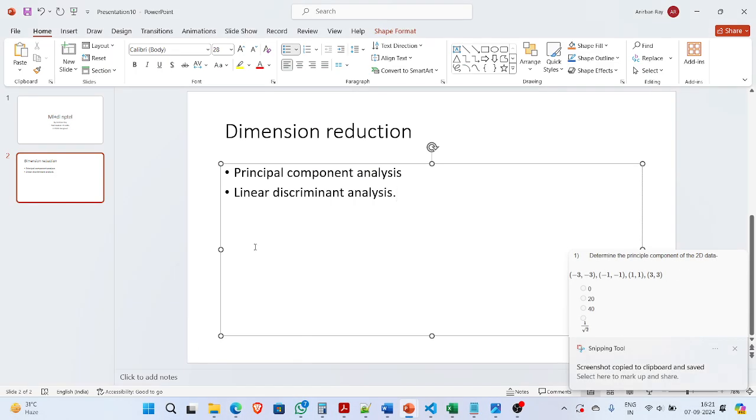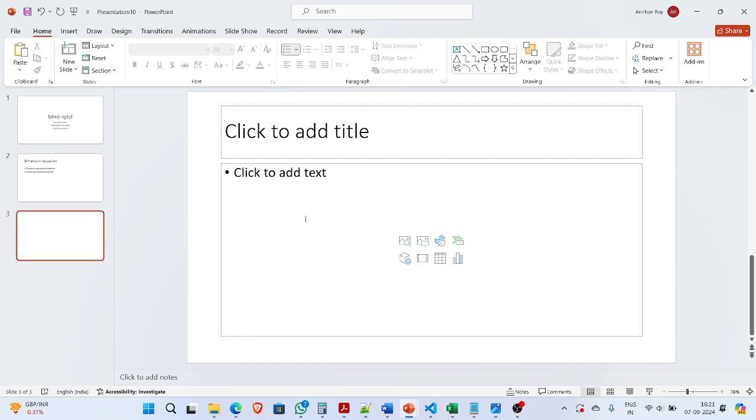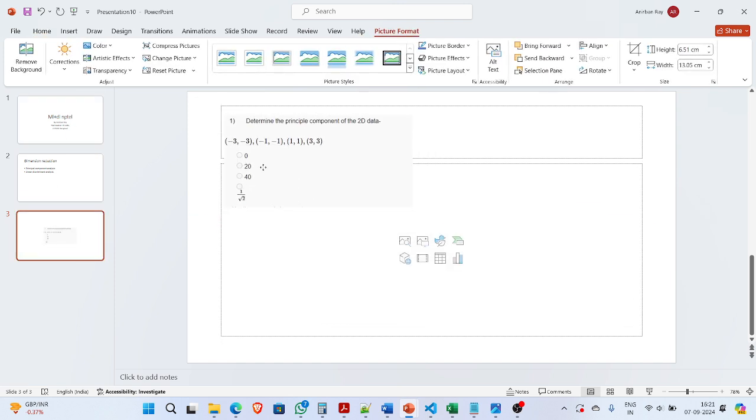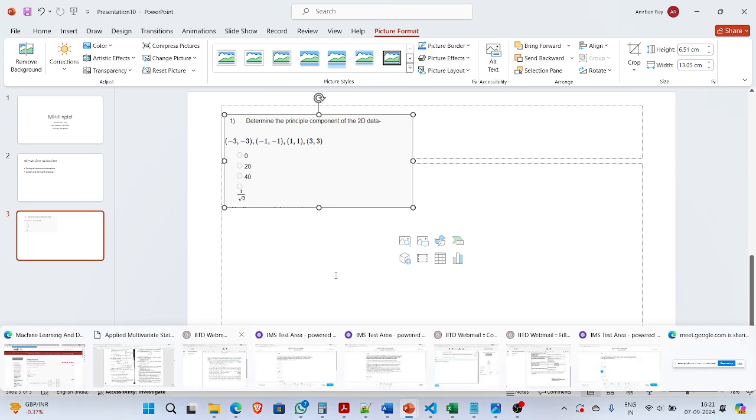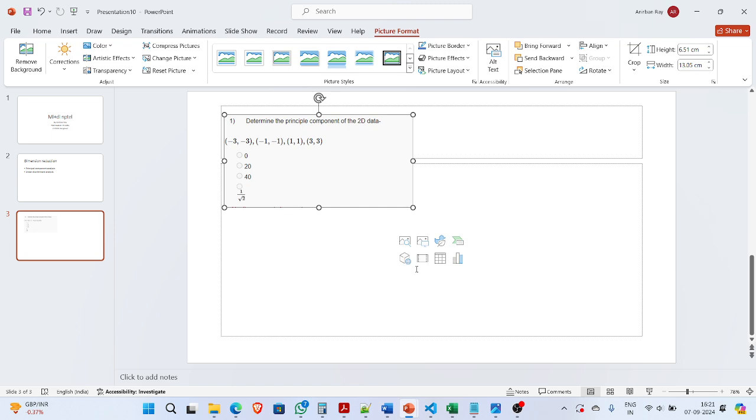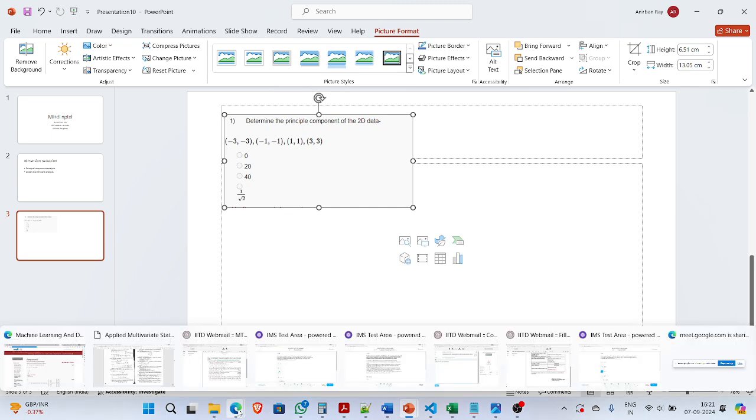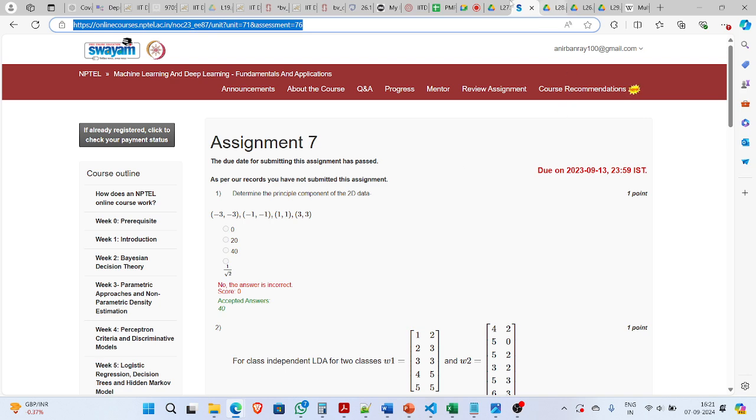As you can understand by now, the principal component corresponds to the largest eigenvalue of the scatter matrix, or the sample covariance. So we have to solve the eigenvalue problem here to get the answer. What we're going to do now is I'll show you.